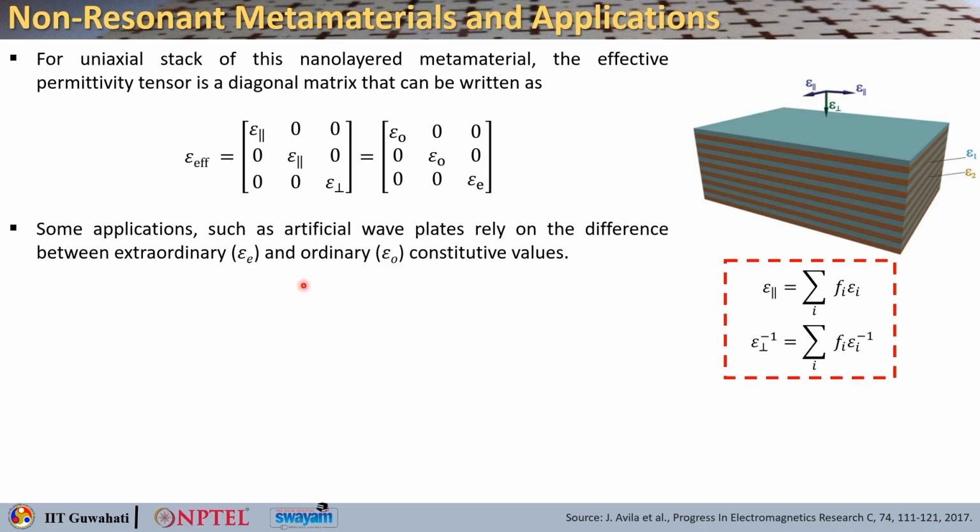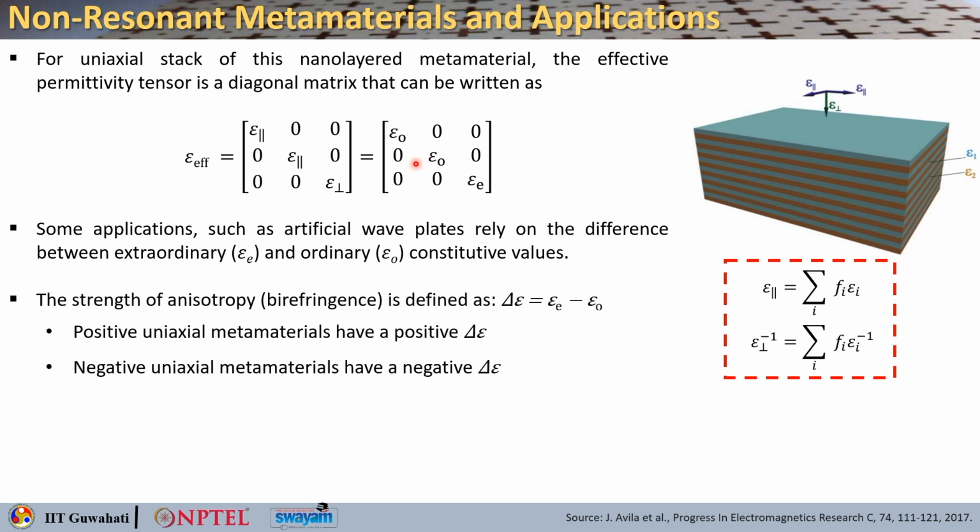So, for some applications you can actually make artificial wave plates, okay, that can be made in this kind of geometry. You will see that the wave plates basically rely on the difference between the values of these two permittivities, extraordinary and ordinary. Now, the strength of anisotropy is also called the birefringence, because you see two different refractive index values in two different directions. So, you call it birefringence, bi means 2.